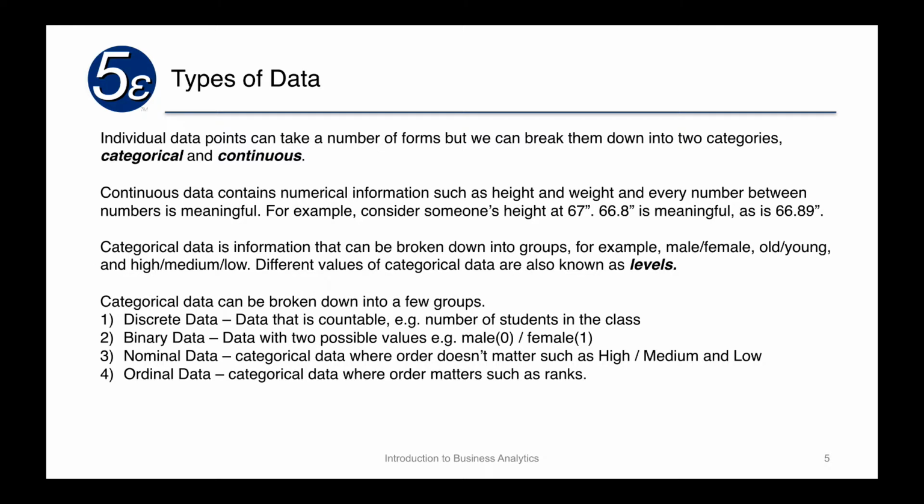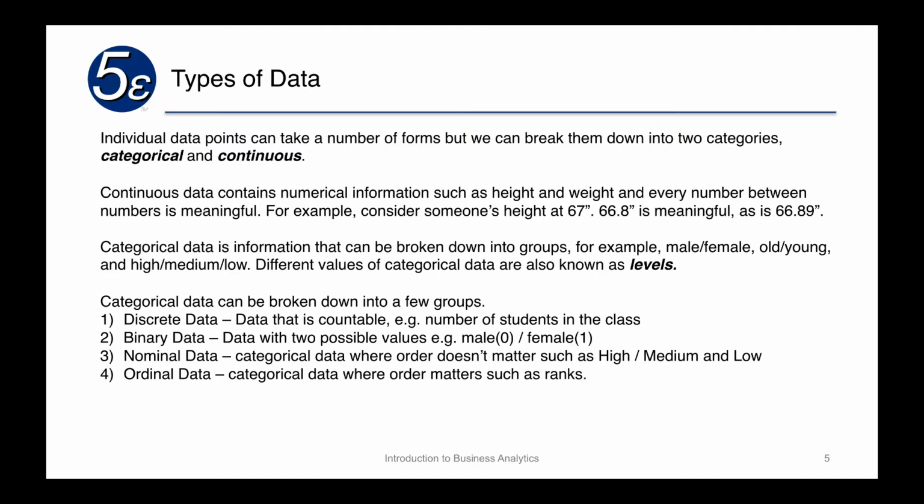In the case of categorical data, that's not so, because we'll just have two levels for a category, let's say male or female, or old or young, or we may have three levels of a category, high, medium, and low. So these different values of a categorical variable are known as levels, and there really isn't any meaning between them. So if you had a 0 for male and 1 for female, 0.5 doesn't really mean anything.